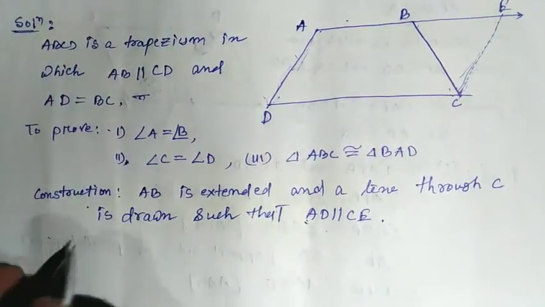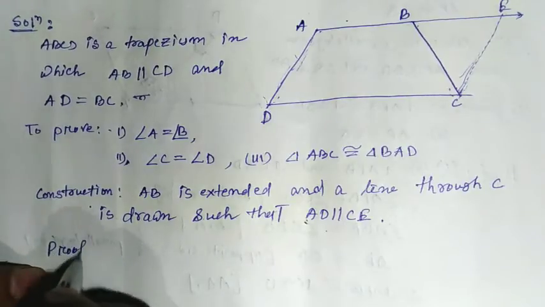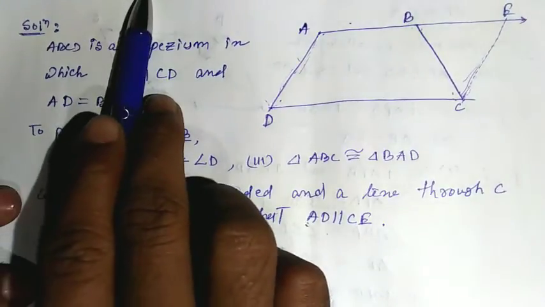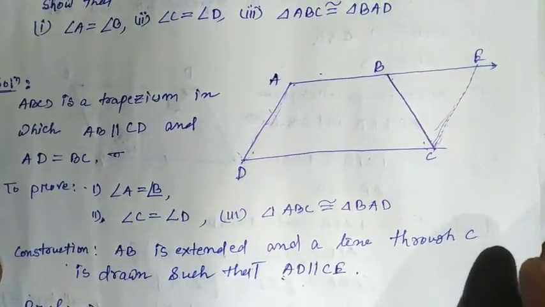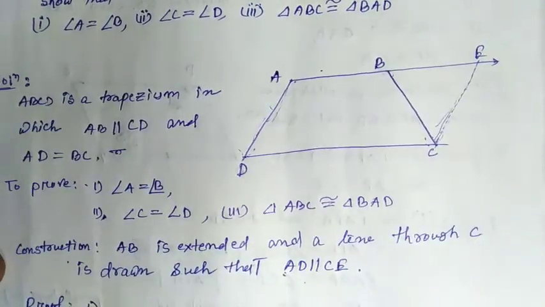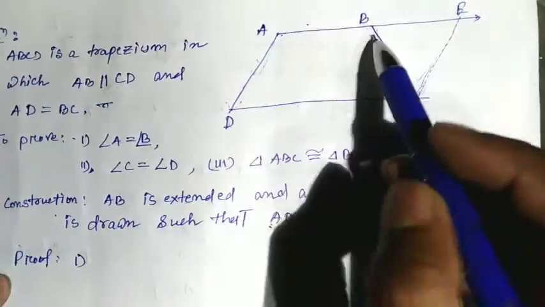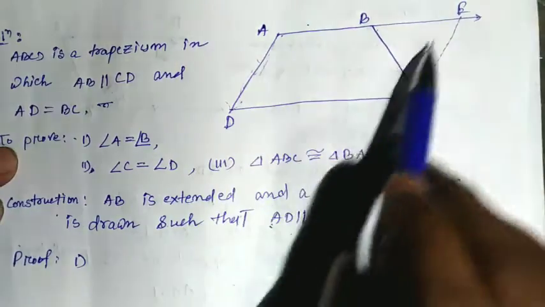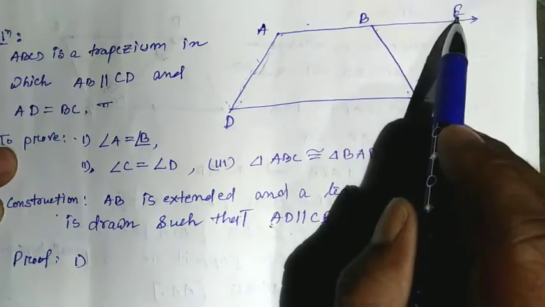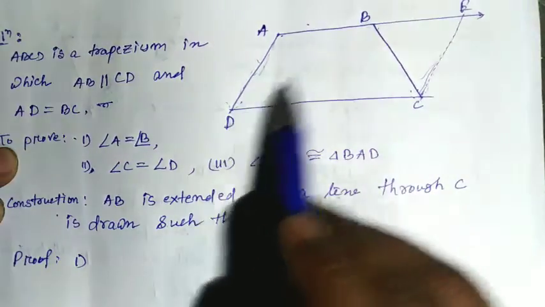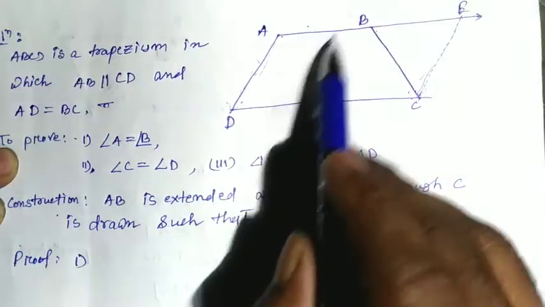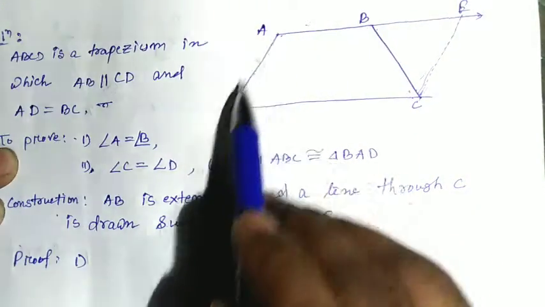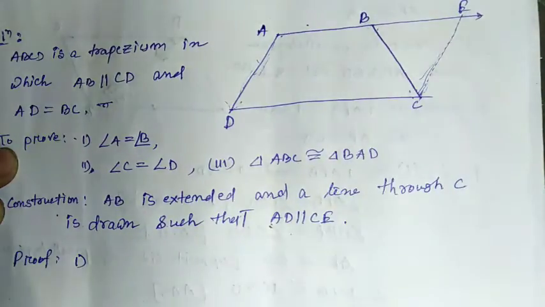So first of all, prove number one. What do we need to prove? Angle A is equal to angle B. Now see, in this quadrilateral ADCE, this line and this line are parallel, and AB is parallel to DC. That means AE is parallel to CD or DC. That means ADCE is a parallelogram.